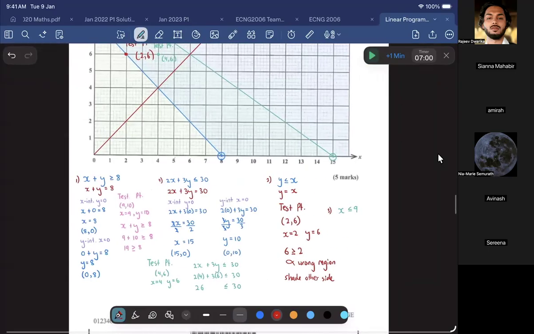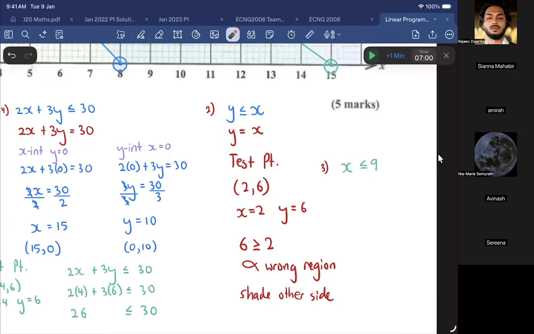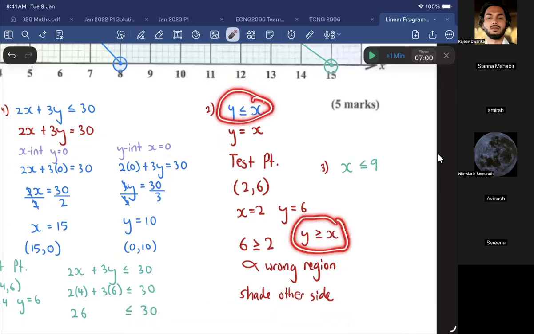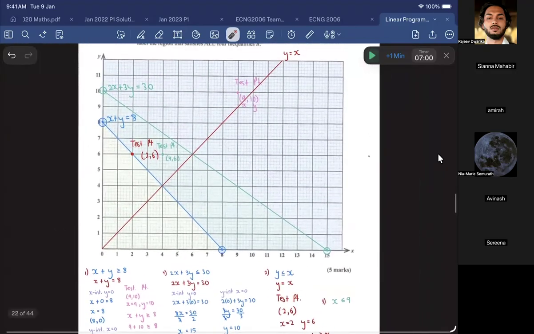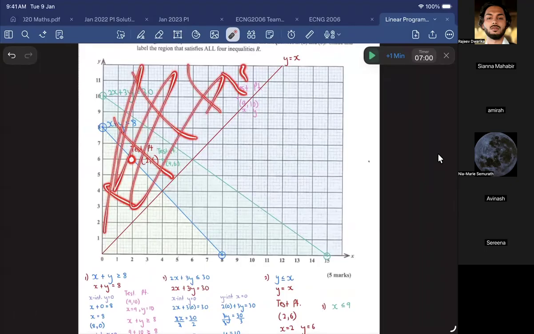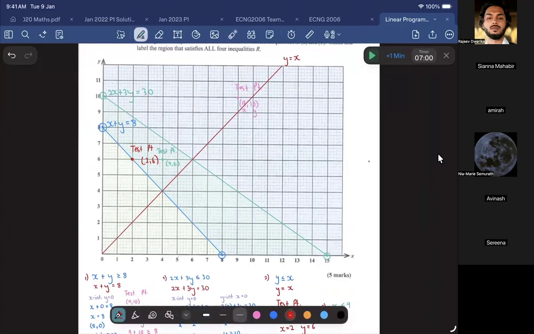So guys, did you all understand that this point is actually going to give you y is more than or equal to x? Do we want that? No, we don't want that, right? So Amira, if a point from this region is wrong, am I going to shade this region? No, I have to shade the other region. So I'm going to shade the other region.